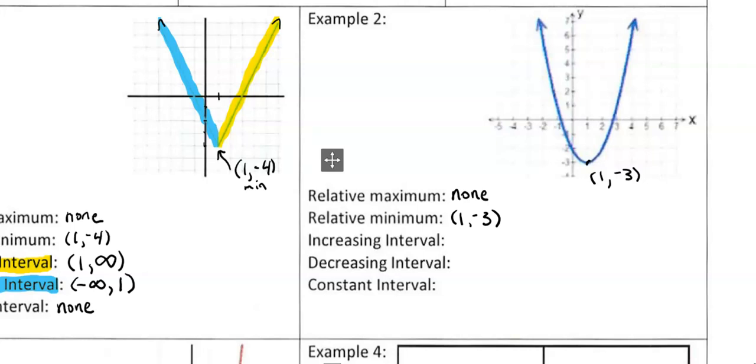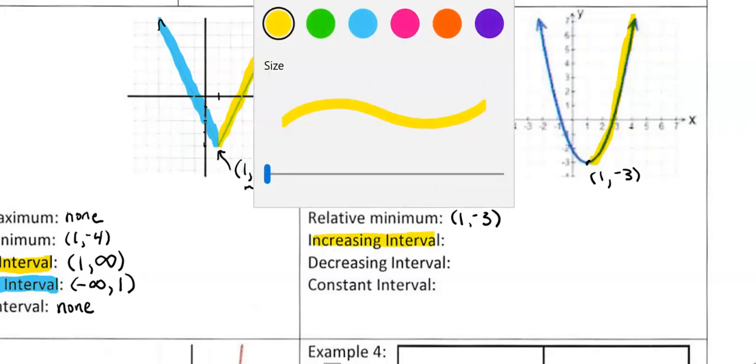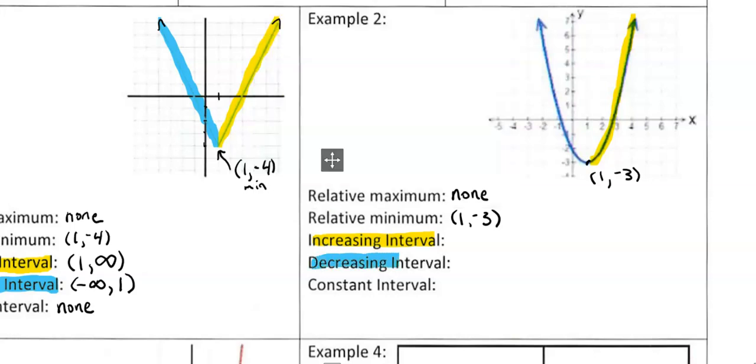And then the increasing interval, once again, let's get the highlighters out. As I move from the left to the right, I can see I'm going up at this point. And that's the increasing interval. The decreasing interval, again moving from left to right, is this part right there. So I move down from the left to the right. So it always has to be from the left to the right.